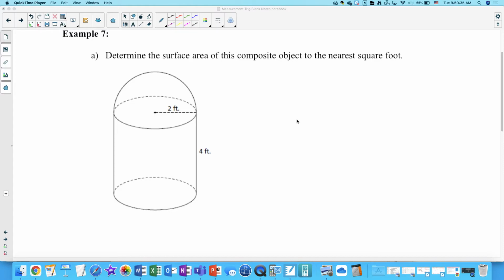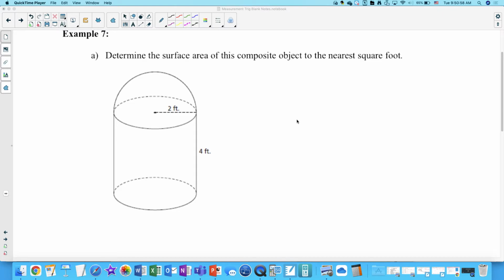So right here, we have a cylinder with a hemisphere on top of it. Okay, we're not told that this is like a building or anything like that. And in fact, it's fairly small. It's 4 feet in height, and then it's got a 2-foot radius. So this is probably something that you could lift off the ground. So we're just going to assume that the base could be exposed.